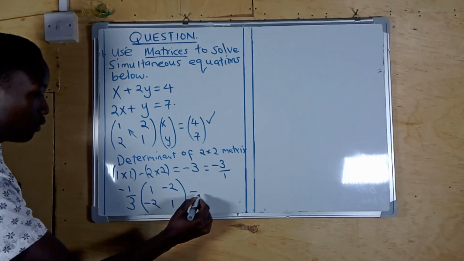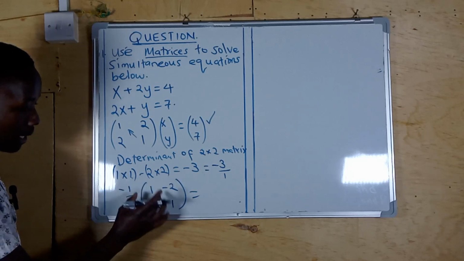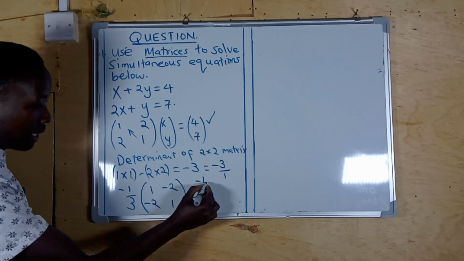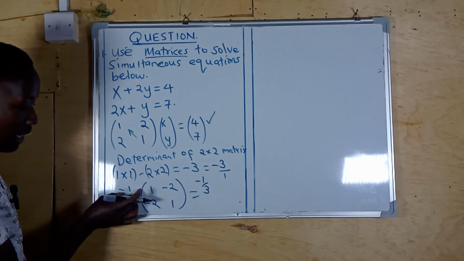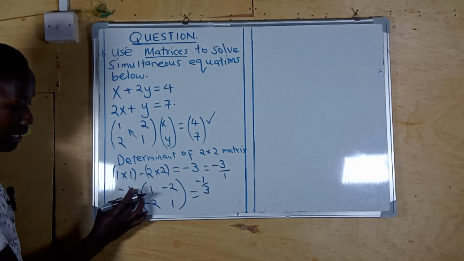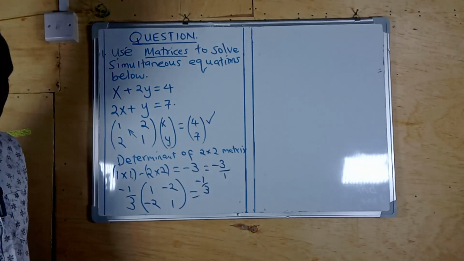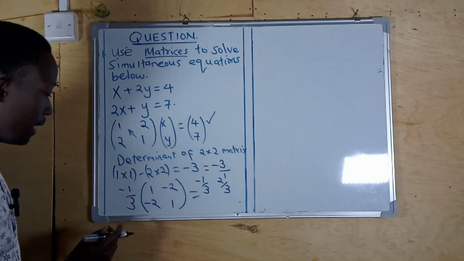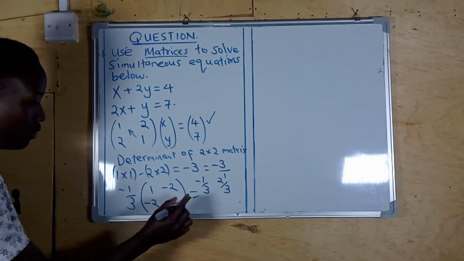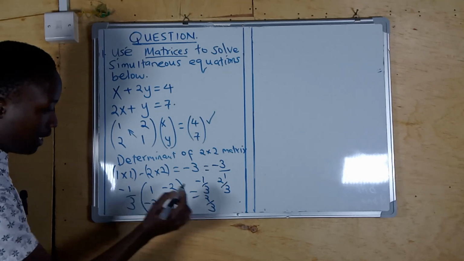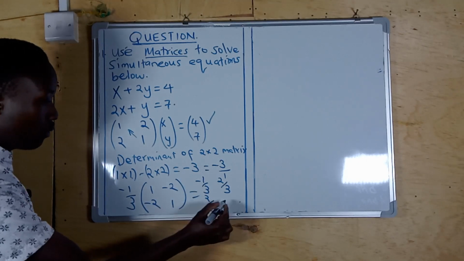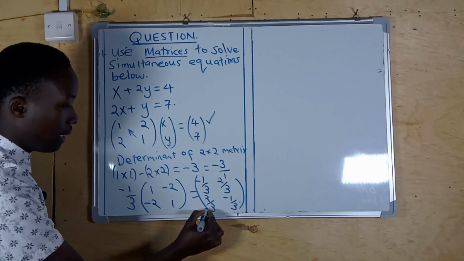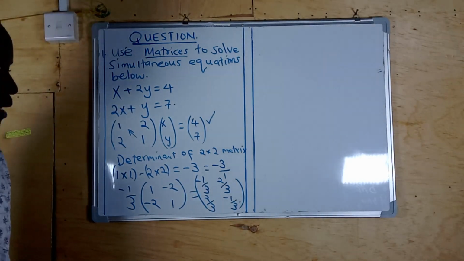Once we work out that one, we can multiply this out and get our inverse. Negative a third times 1 will be negative a third. Negative a third times negative 2: a negative number times a negative number is a positive number, so that will be 2 over 3. Then negative a third multiplied by negative 2 will be positive 2 over 3. And negative a third times 1 will be negative a third. So we have already determined our inverse.